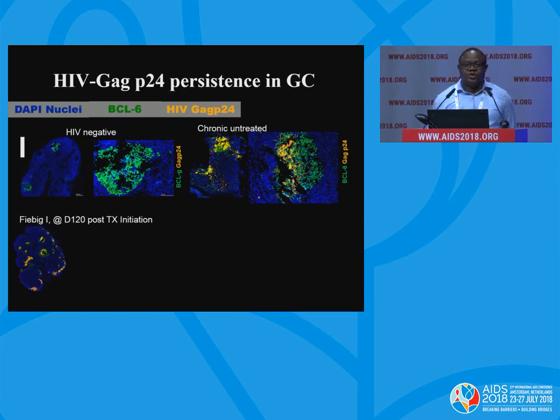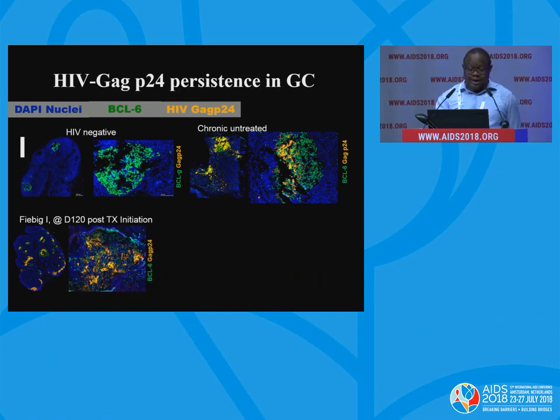What about somebody who is treated early? So here we have a Fiebig stage 1 treated individual, and we only collected a lymph node after 120 days, and we saw a lot of GAG P24 in this particular individual. If you zoom in, again, it's very much readily there.